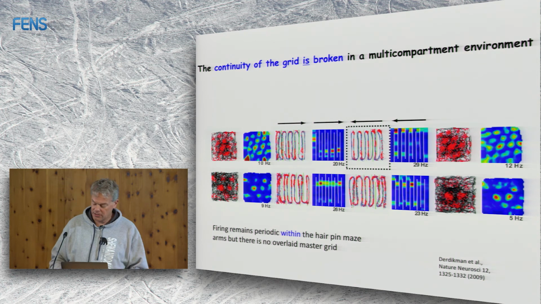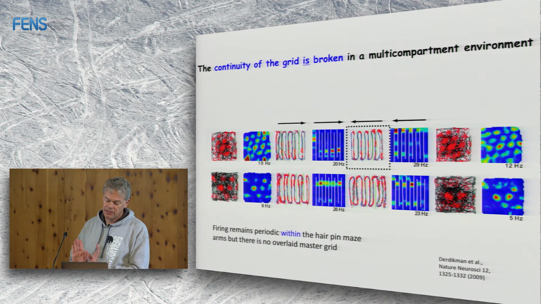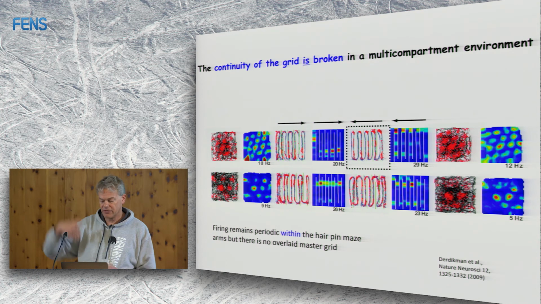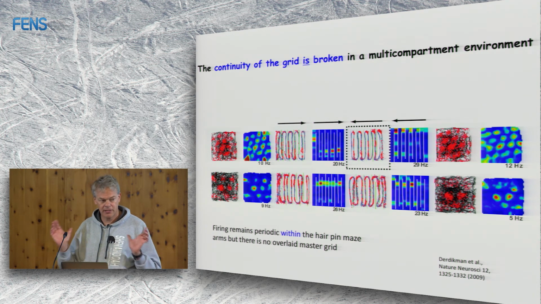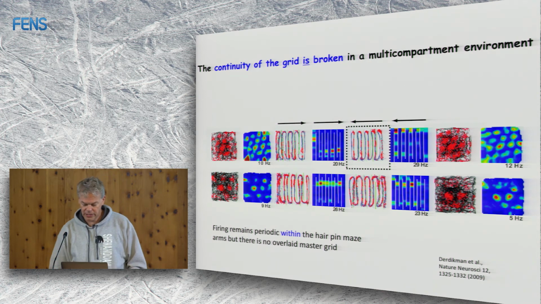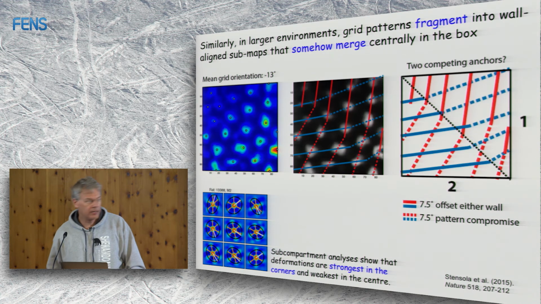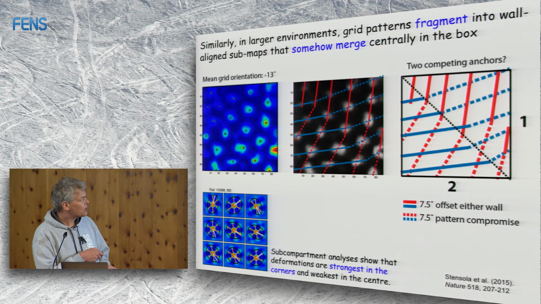So what it suggested was that the grid pattern is kind of reset each time the rat makes a turn and goes into a new sub-environment. That led to the idea that these grid patterns are actually fragmented, and that in the real world you have local grid patterns that are somehow merged together. That's also suggested by data from larger environments in 2 dimensions, including the cell I showed early on. If you watch closely, you can see that the grid pattern isn't as regular as you might think.